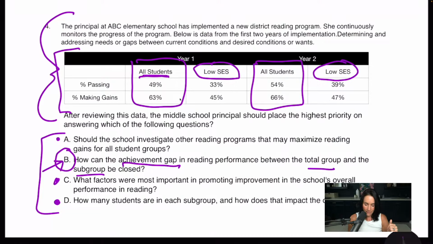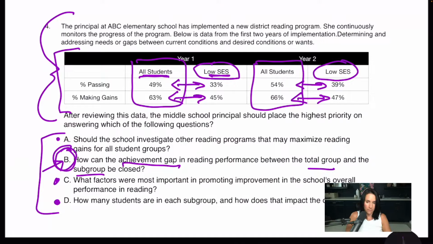Well, what do we have here? We have an achievement gap. We have an achievement gap in all areas here. So what do we want to do? We want to close the achievement gap. That's why B is the best answer. But notice I didn't have to get lost in this data. I didn't have to look at the data because of the answer choices. And this happens on the exam a lot. You're going to be able to see that.